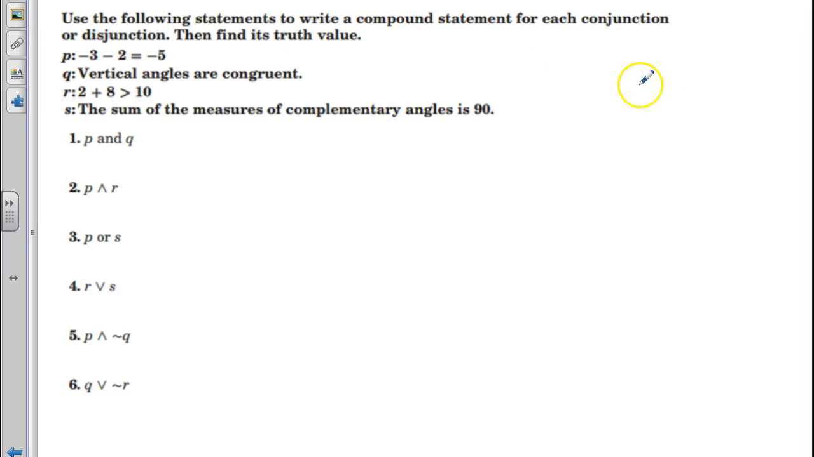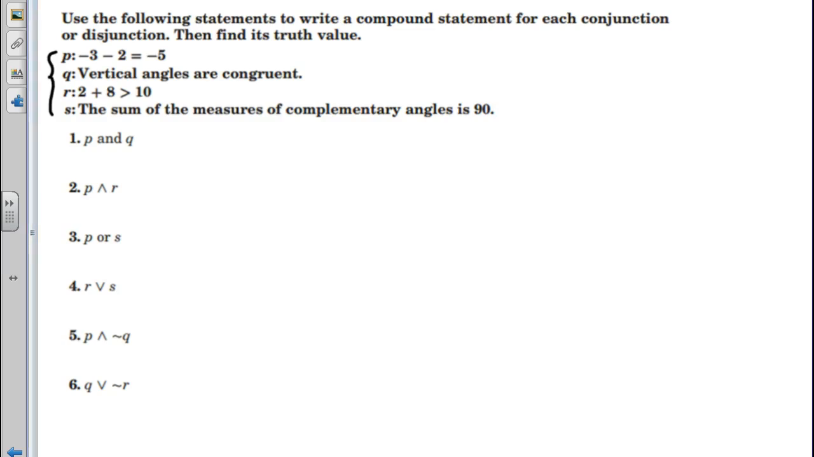So use the following statements to write a compound statement for each conjunction or disjunction, and then write its truth value. Okay, so let's start with this first one. You can read the statements also. I don't think I need to read those to you, but we have statements P, Q, R, and S. Those are listed right here. And now we'll start with P and Q.